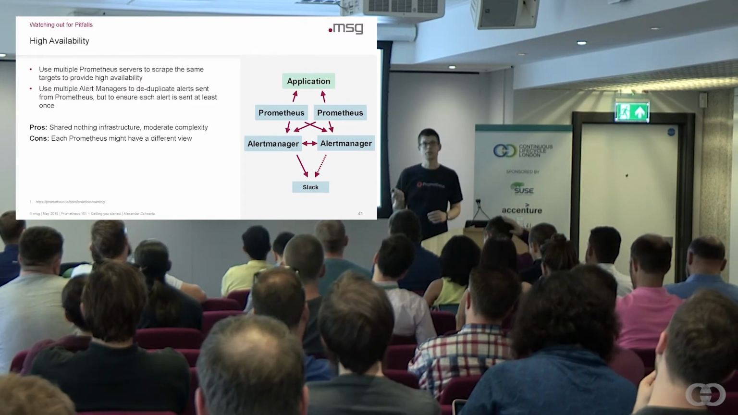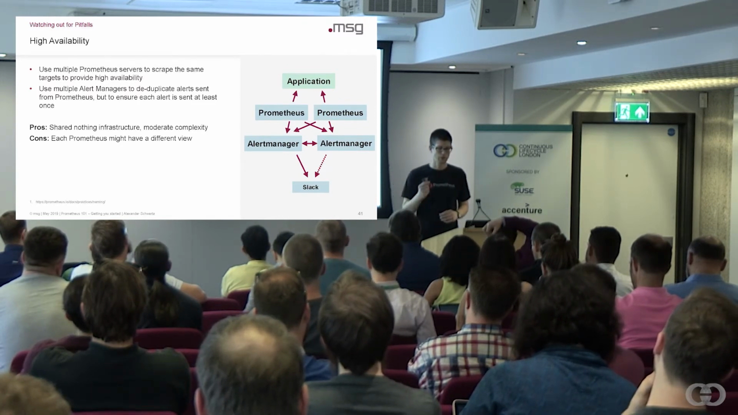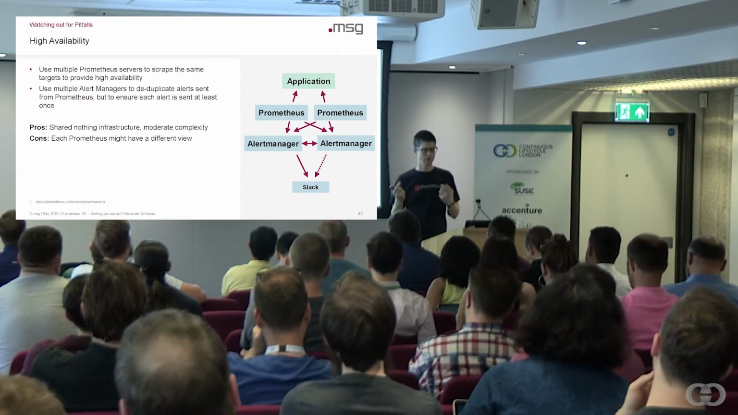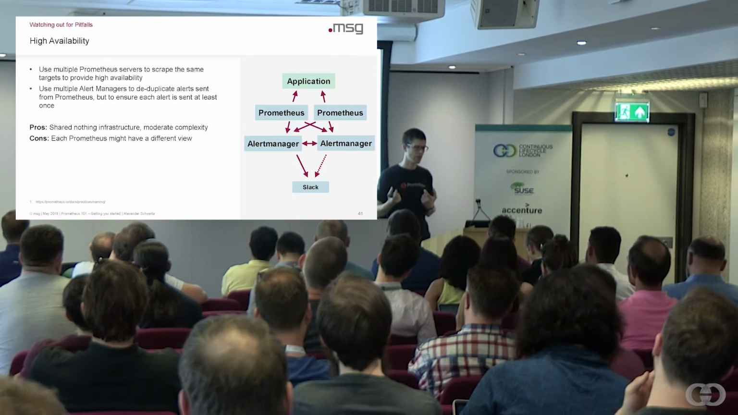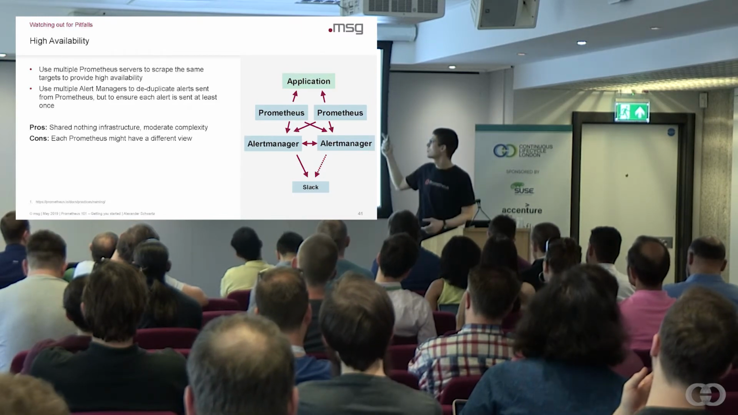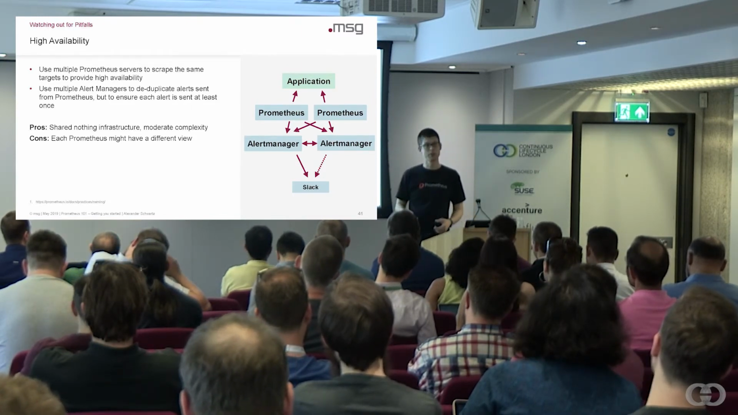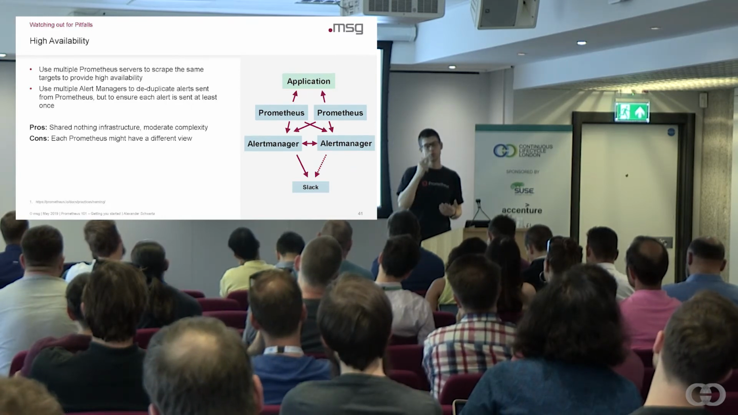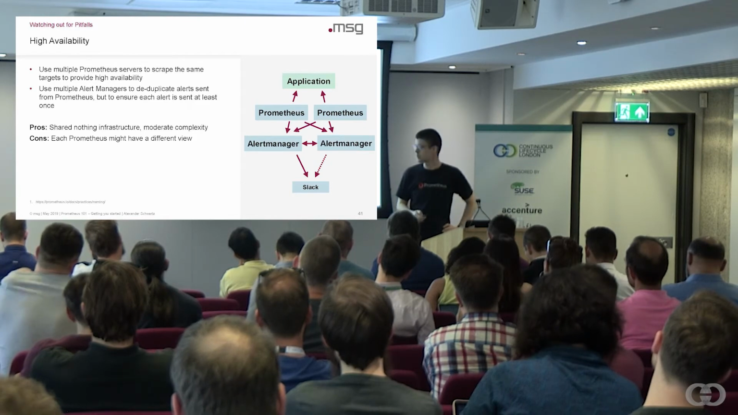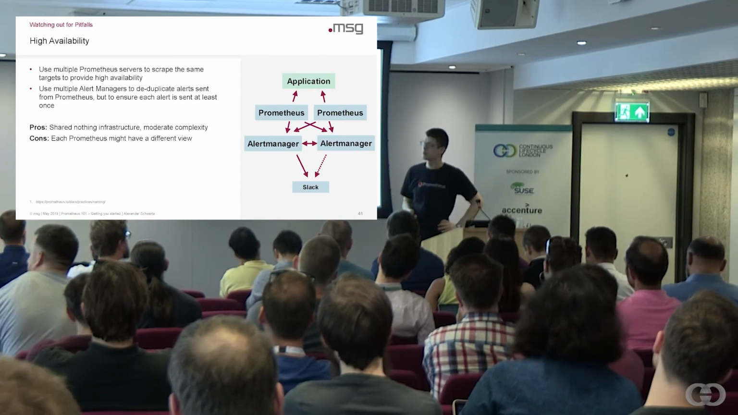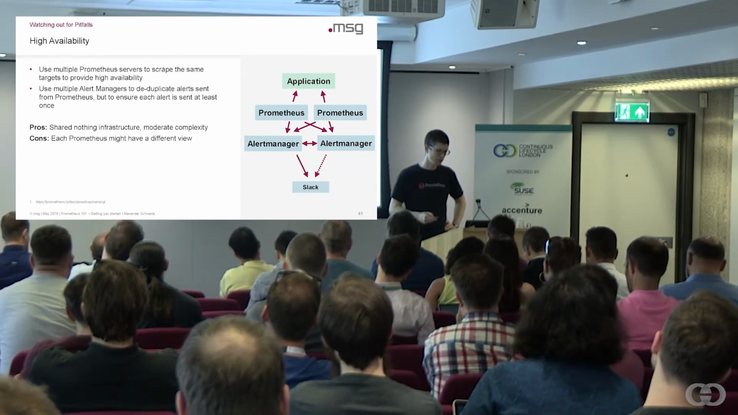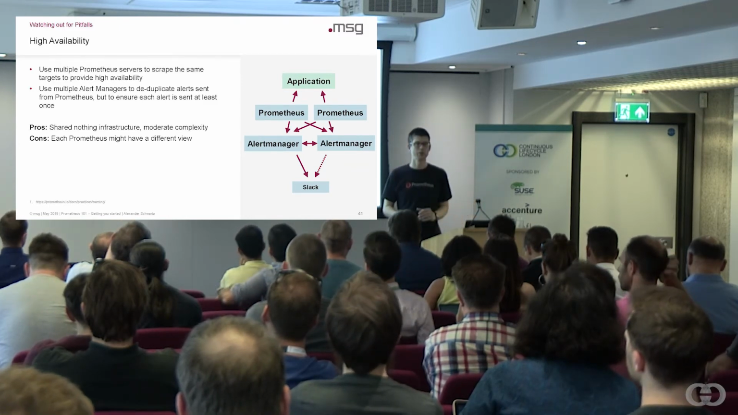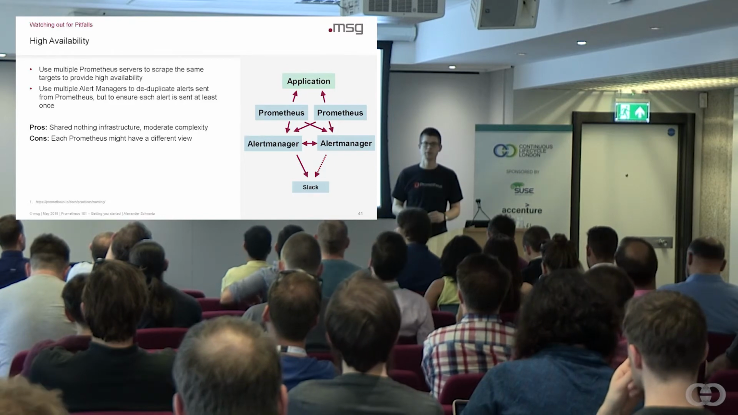So your application is scraped by 2 Prometheus servers. They're 100% self-contained. They don't communicate with each other. And then they send this information to both alert managers. Each Prometheus sends alerts to both alert managers. And the alert managers will take care of deduplicating the alerts and sending out only one alert for each incident happening there.